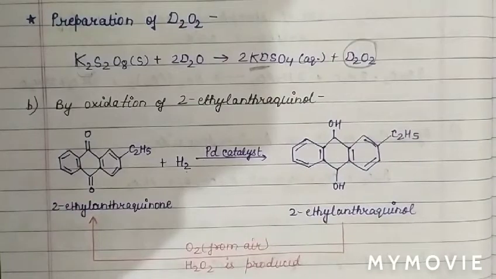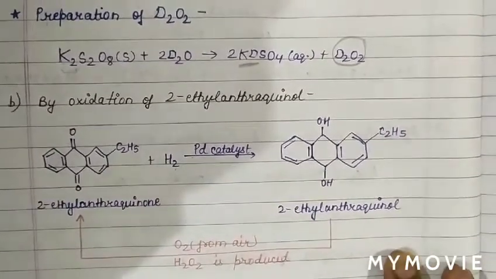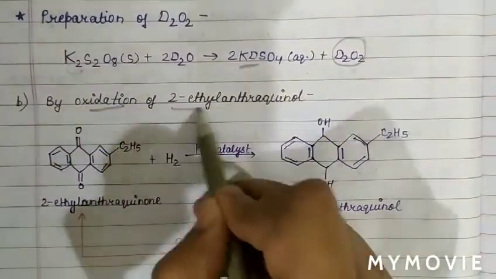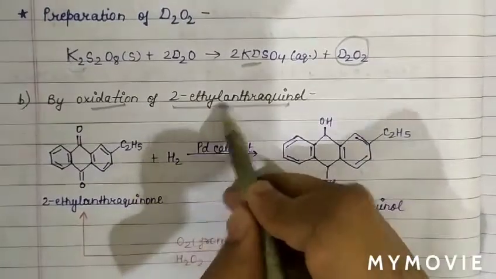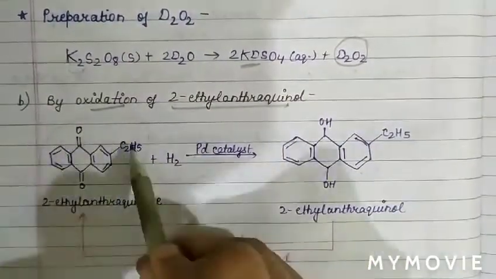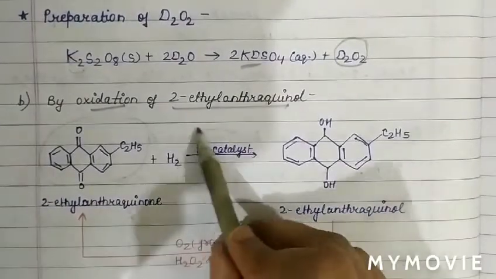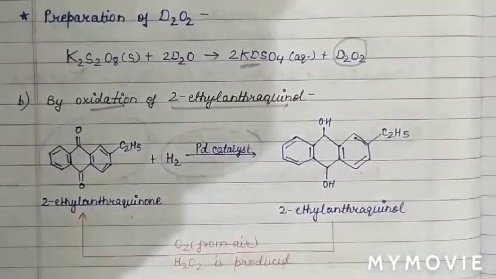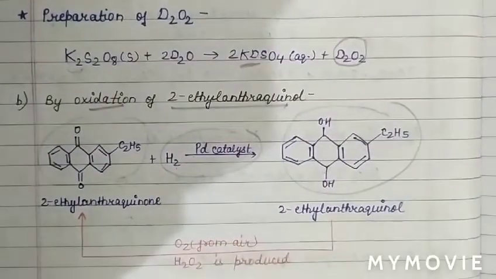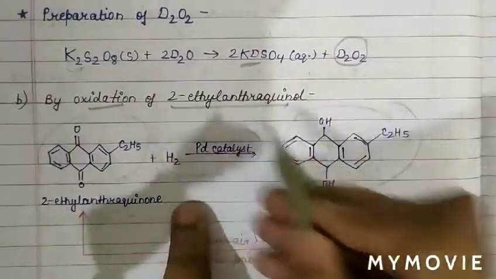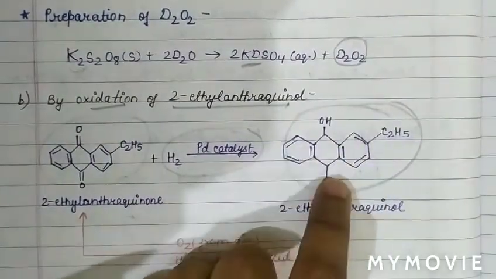See the next method for the preparation of H2O2. Another method for the preparation of H2O2 is basically by the oxidation of 2-ethyl anthraquinol. This product is called 2-ethyl anthraquinol. See this, so basically 2-ethyl anthraquinol is this product.